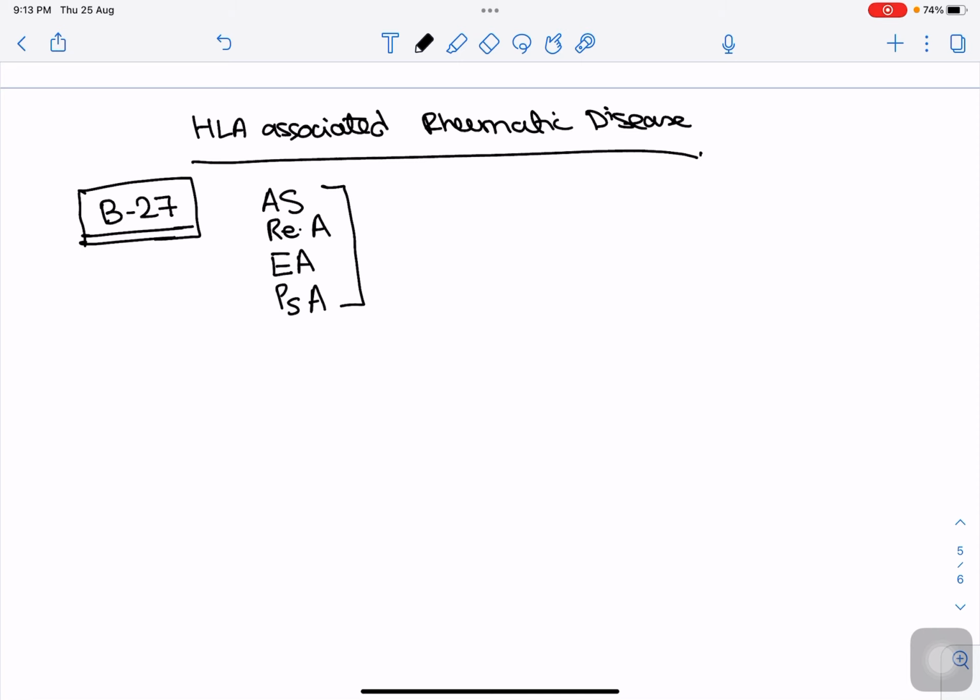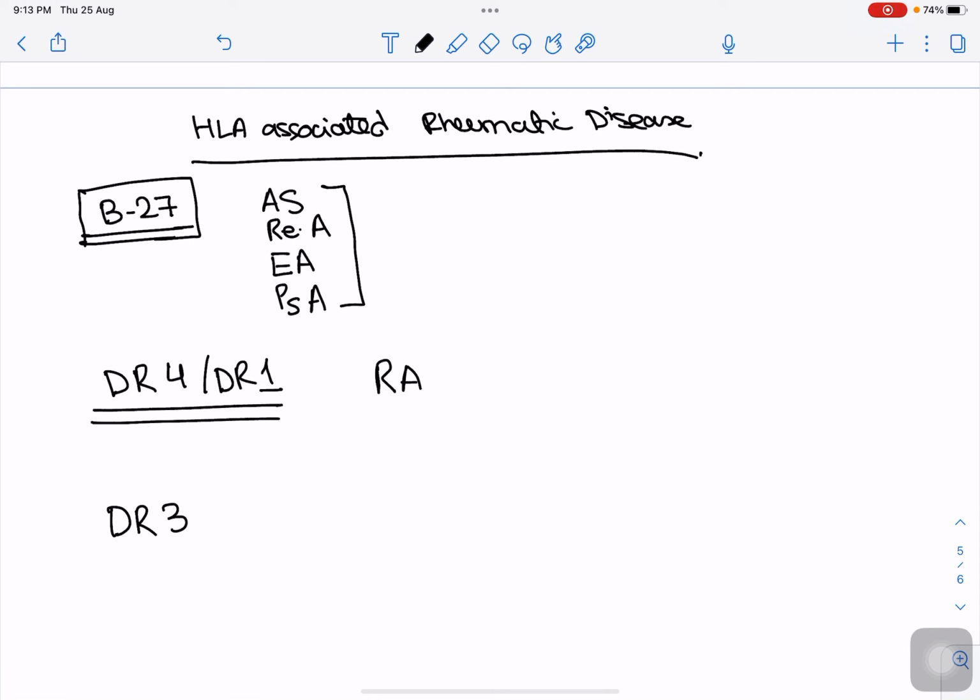Now, if we talk about DR4 or DR1, these are the HLA types. If we talk about DR4 and DR1, then the patient is susceptible to rheumatoid arthritis, which is also an autoimmune condition, which is 2 to 10 times more likely in a patient who is DR4 and DR1 positive, and 93% of the patients with such positivity would have rheumatoid arthritis.